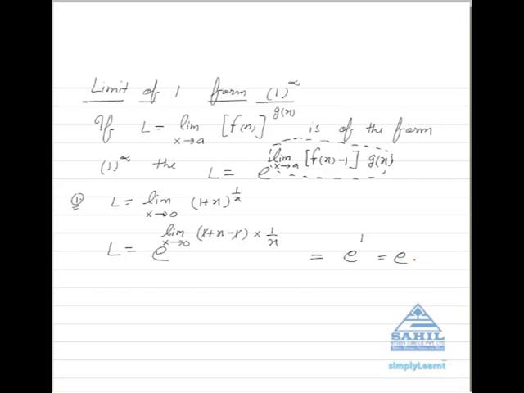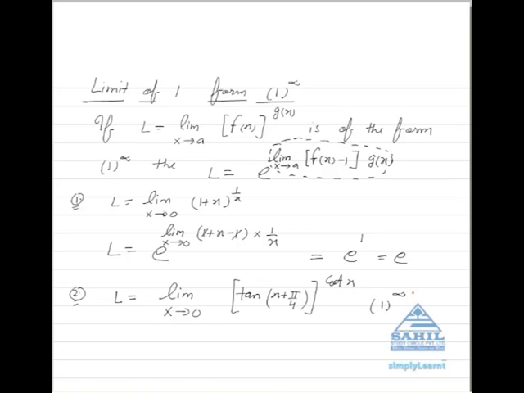Okay, now what could be the other question? That was the easiest format. Now see this properly. L equals limit x tending towards 0 of (tan(x + π/4)) whole raised to power cot x. If I apply the limit, tan(π/4) becomes 1 and cot 0 becomes infinity. So again it is of the form 1 raised to power infinity.